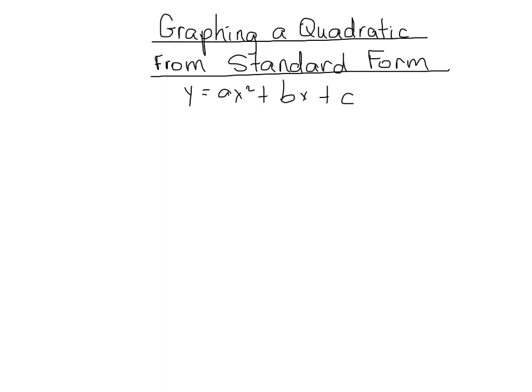What's the easiest way to graph the function? Well, first of all, we have to know the shape. So that's step one here. We have to know the shape. The shape of a quadratic is always a parabola, and a parabola looks like this if the a value is positive, or like this, upside down, if the a value is negative.